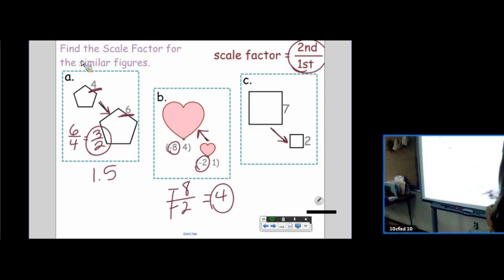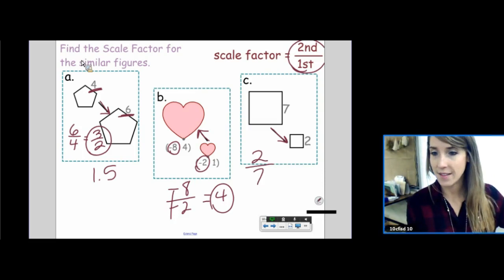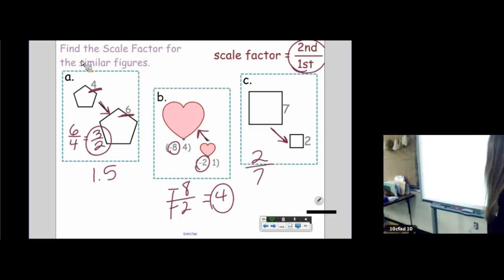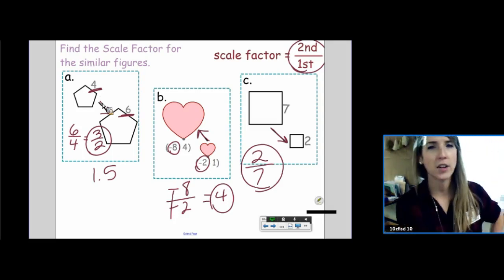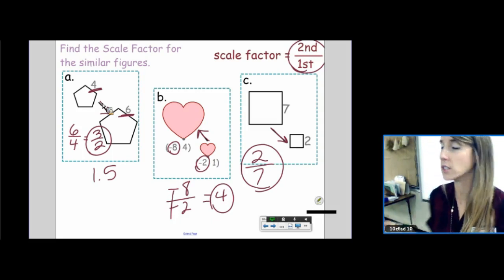Okay. Last one. Second over first. 2 comes from the second figure, doesn't it? And 7 comes from the first figure. So 2/7 is the scale factor. Now I want you to notice how the scale factor compares to the size of our dilation. That's what these are, they're dilations.